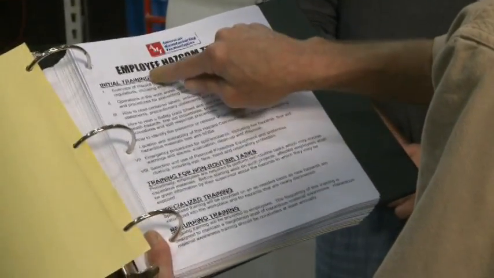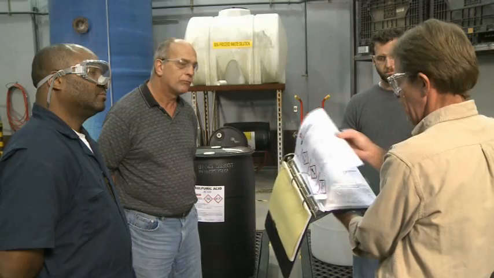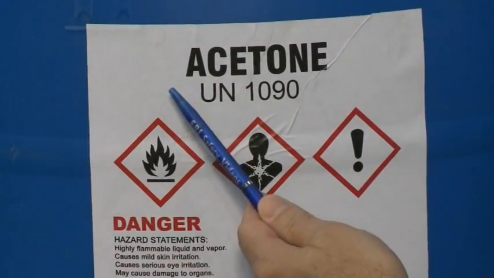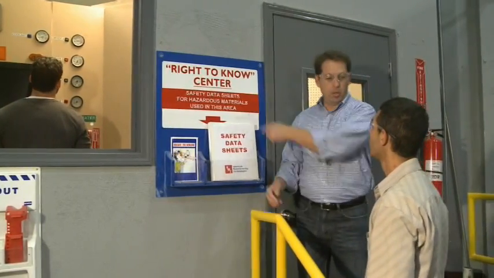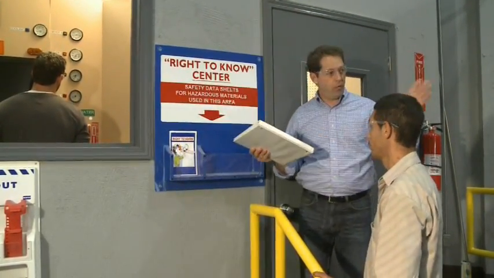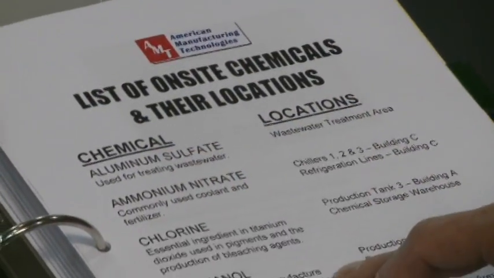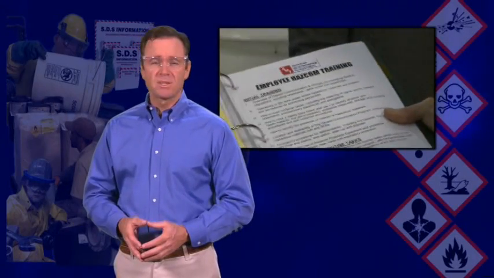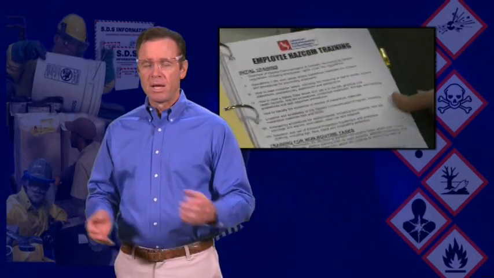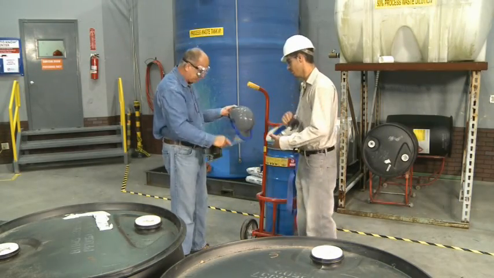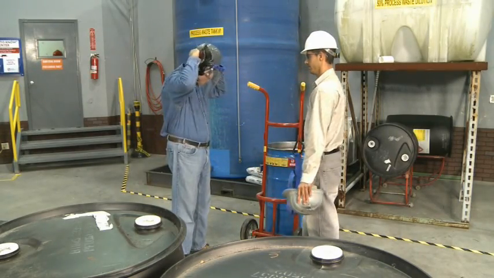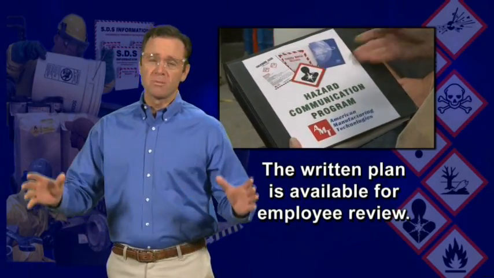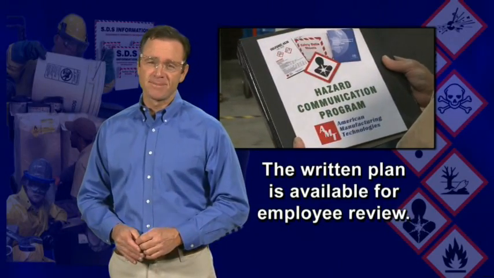This written plan specifies the policies, procedures, and essential elements of the hazard communication program, such as container labeling, the collection, storage, and availability of safety data sheets, and a listing of all hazardous chemicals on site, as well as their location. The written plan will also detail specific guidelines for the training of employees. For example, employees will receive specific training based on the hazardous chemicals to which they may be exposed. The written plan is an important document which all employees have a right to review upon request.